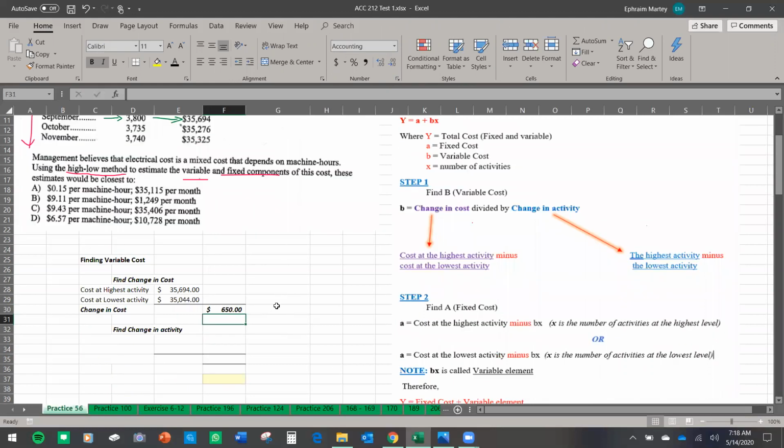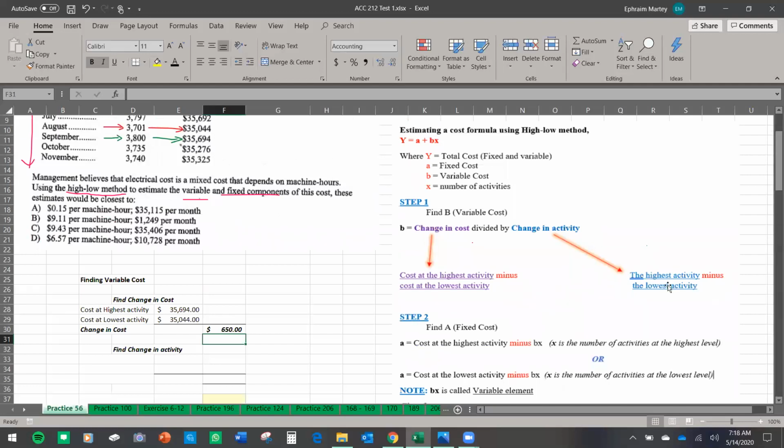Good. Now that we have our change in cost, we need to find our change in activity. How do we find our change in activity? That's the highest activity minus the lowest activity.